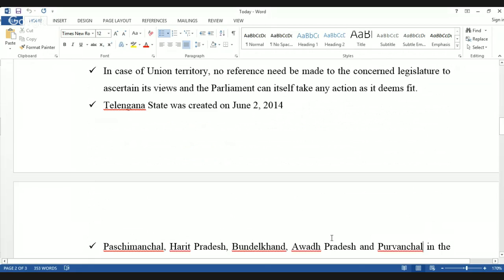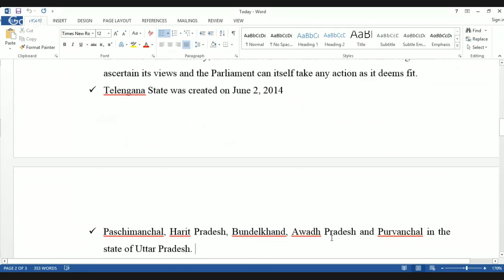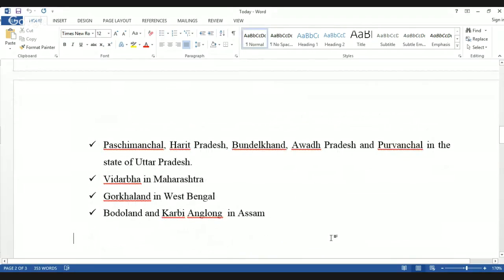So in this format, Telangana state was created on June 2nd, 2014. Look at the picture, look at the screen. So there is a demand like Paschimanchal, Harit Pradesh, Bundelkhand, Awadh Pradesh, Purvanchal. These are all the demands that are present in Uttar Pradesh. There is also demand for separate state on the name of Vidarbha in Maharashtra, Gorkhaland in West Bengal, Bodoland and Karbi Anglong in Assam. So these are all the various demands. It may happen, it may not happen. That all depends on the government, how it tackles the situations.